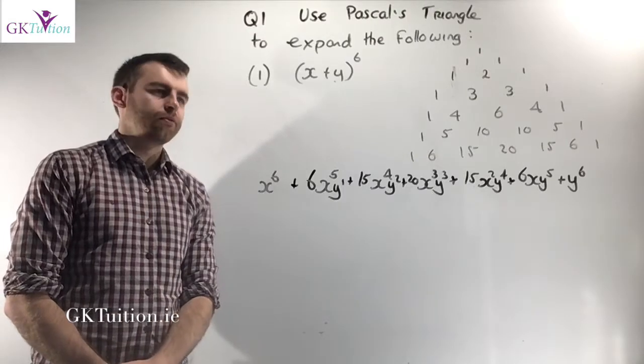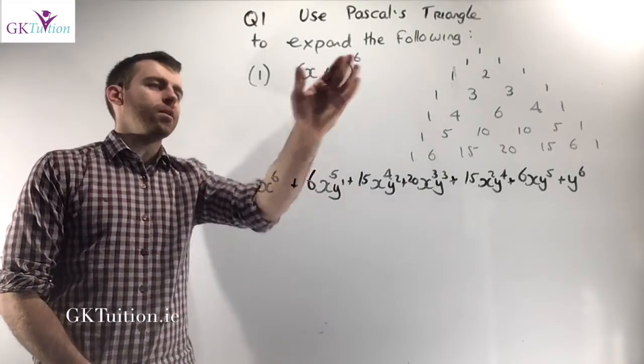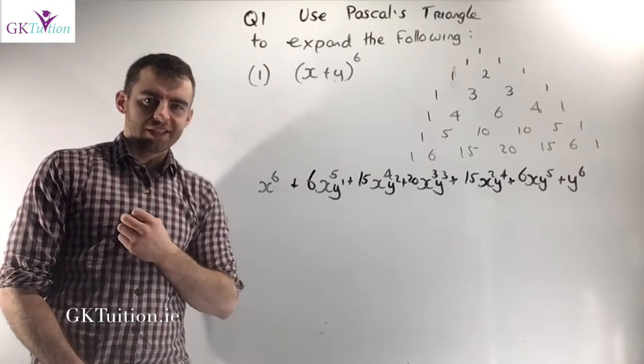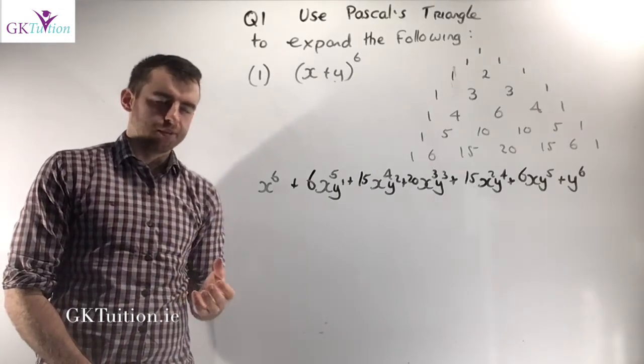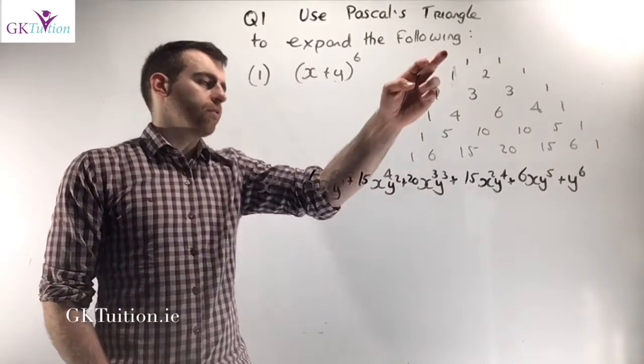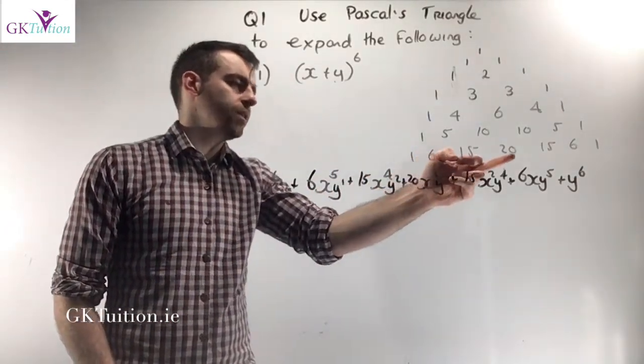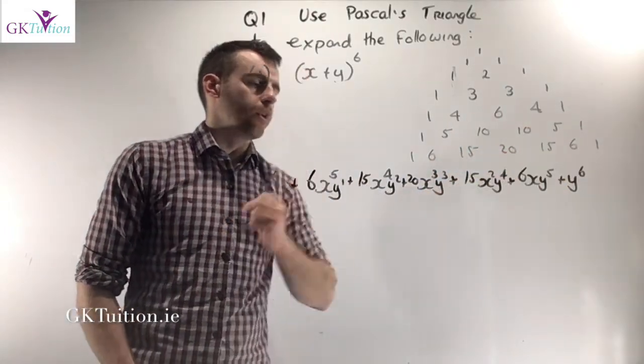Okay, so I've worked through the first one here. We had x plus y to the power 6. If we have x plus y to the power 6, that means there's going to be 7 terms in our expansion. And that means we need to write out the first 7 lines of our Pascal's triangle, which brings us to 1, 6, 15, 20, 15, 6, 1.